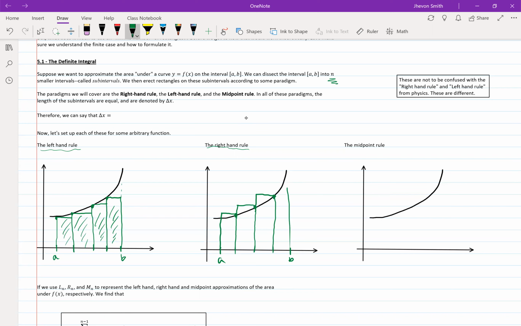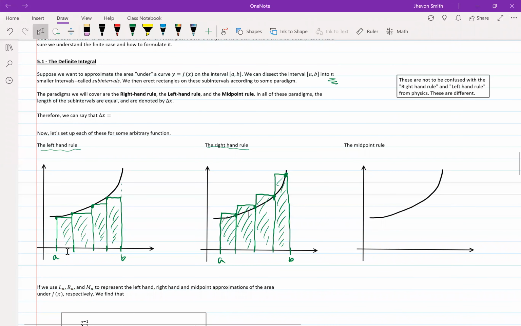The right side goes up, touches the function, that determines the height of that rectangle. And now I have these rectangles over here. And I'm going to use these areas to approximate the area under the curve. Okay, so hopefully that's clear.